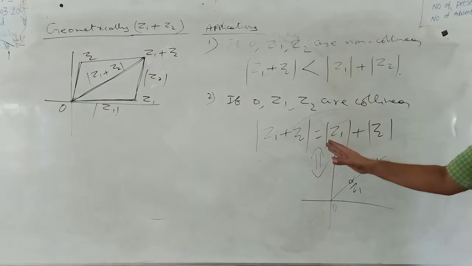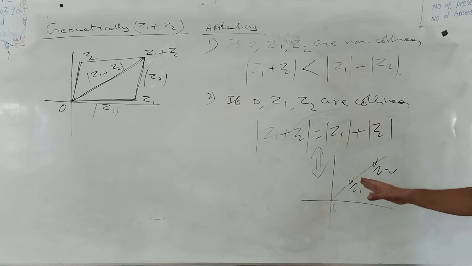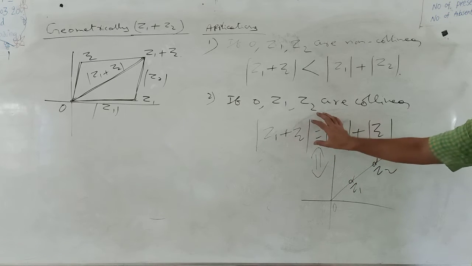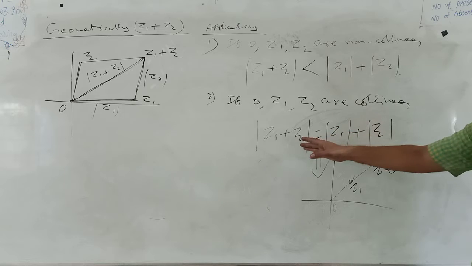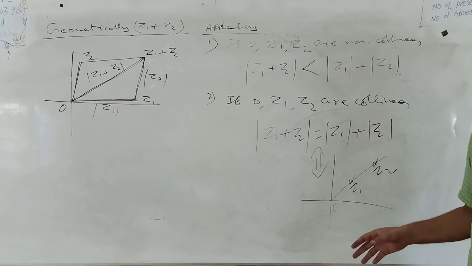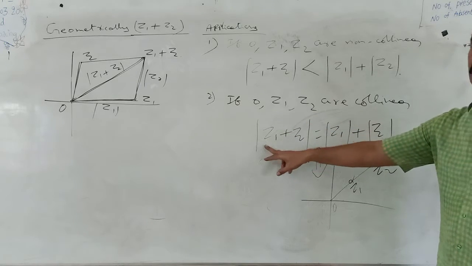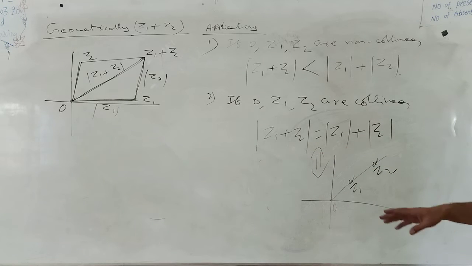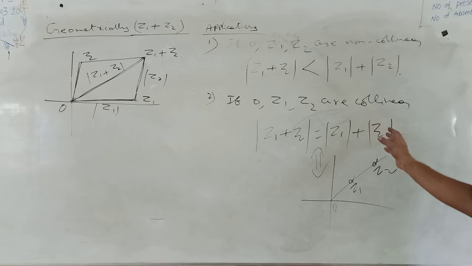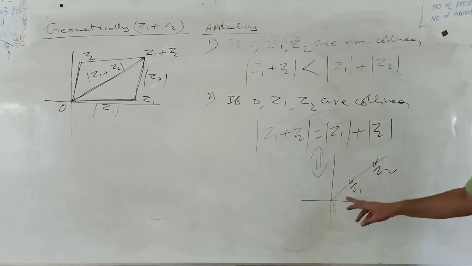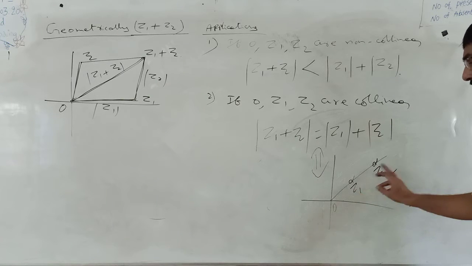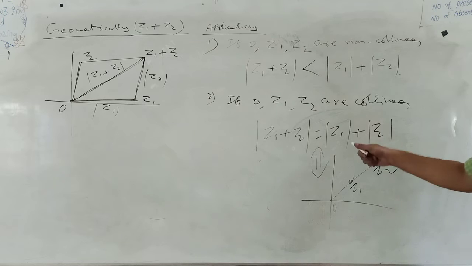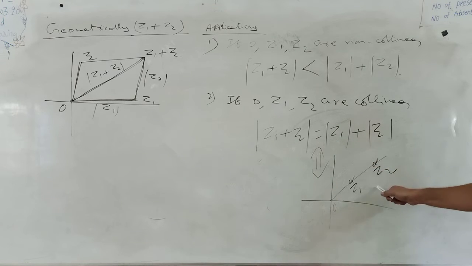See, figure related to this property. For any complex numbers Z1, Z2 which are satisfying modulus of Z1 plus Z2 equal to mod Z1 plus mod Z2, if and only if Z1, Z2 are collinear with origin and lie on the same side of origin. Very important. By heart. This one implies that one implies this one.